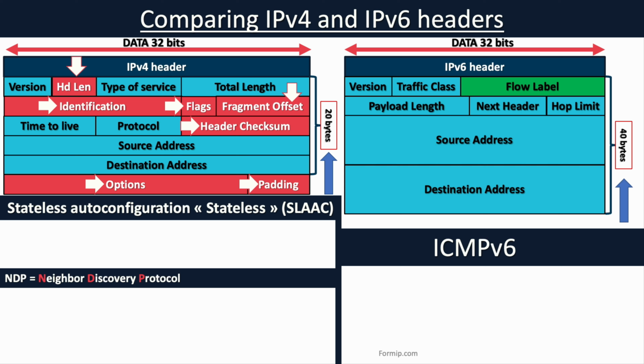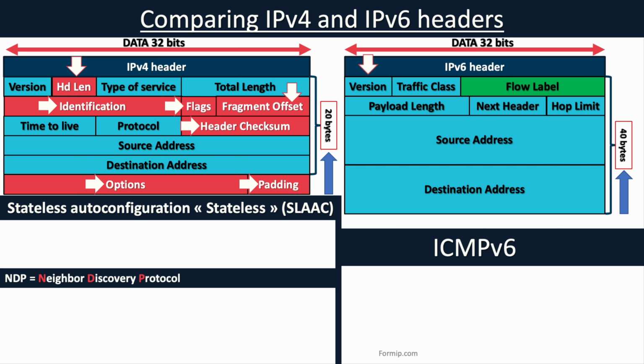So, we could ask, how come there are fewer fields and that it is 2 times bigger? Well, it's because of the IPv6 addresses in the source and destination fields, which are 4 times larger than in IPv4 because they are written in 128 bits instead of 32. The IPv6 header contains 8 fields. The version field is simply the version of the protocol, 6 for IPv6 and 4 for IPv4.